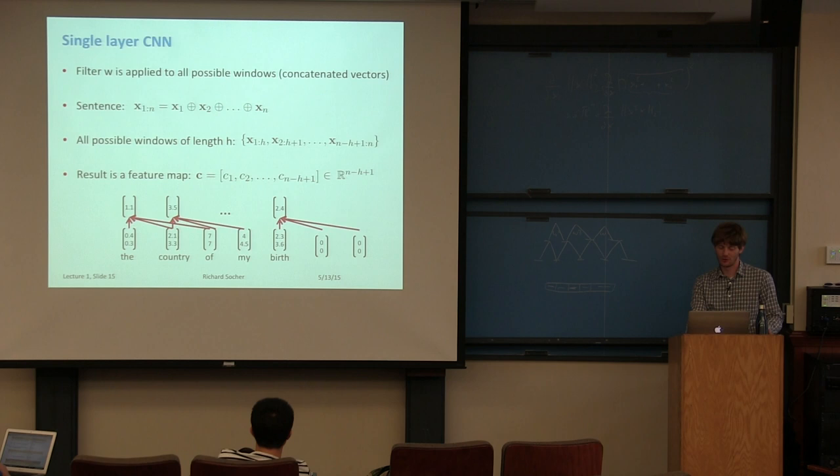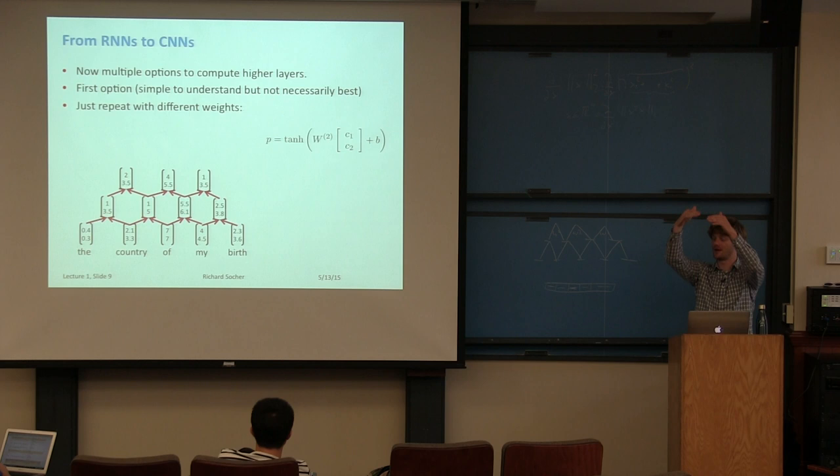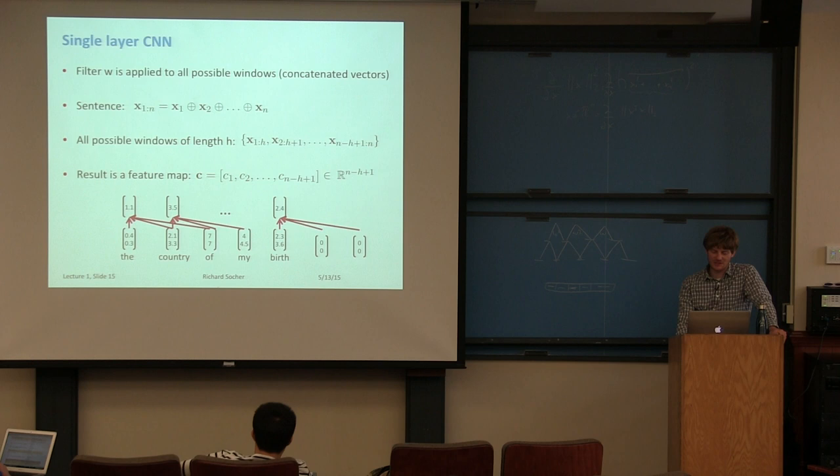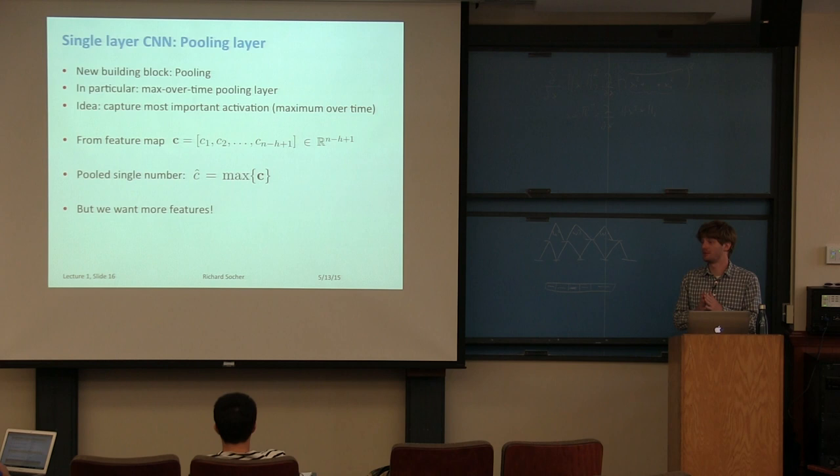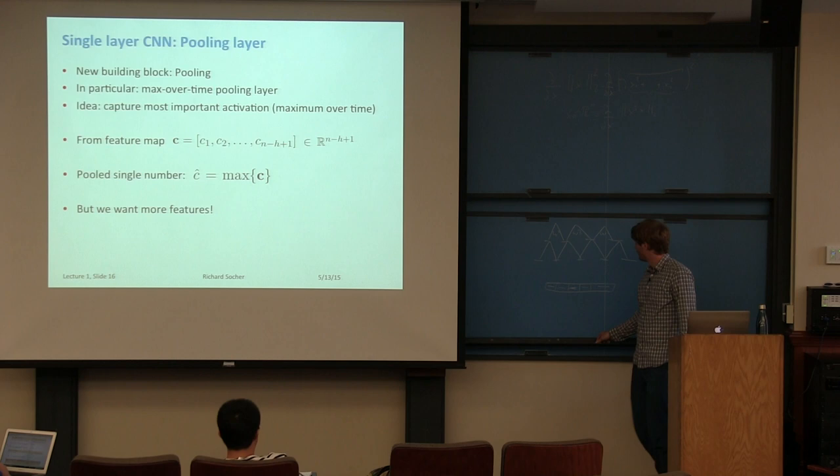One is the one that I described in this model here, where we just keep going higher and higher until we have, in this pyramid scheme, a single vector. But what is actually even faster and even simpler is to have a so-called pooling layer. And this is a new important building block for when you eventually want to build your own neural network architectures. Basically, we'll call this a max over time pooling layer. The main idea is that we want to capture the most important activation across all the different applications that we've had.